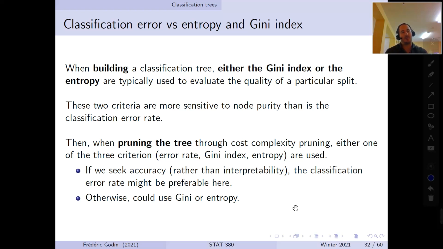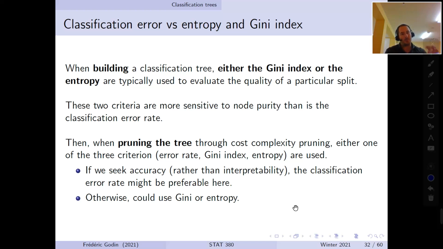So typically, the approach used in practice is, to build the original tree T0, a very large tree, either the Gini index or the entropy is used for recursive binary splitting. And then once you have a very large tree, if you want to apply pruning, for example cost complexity pruning, you can still use Gini or entropy to prune the tree. And this would favor better interpretation, because Gini index and entropy tend to favor homogeneity, which might be clearer from the standpoint of interpretation.